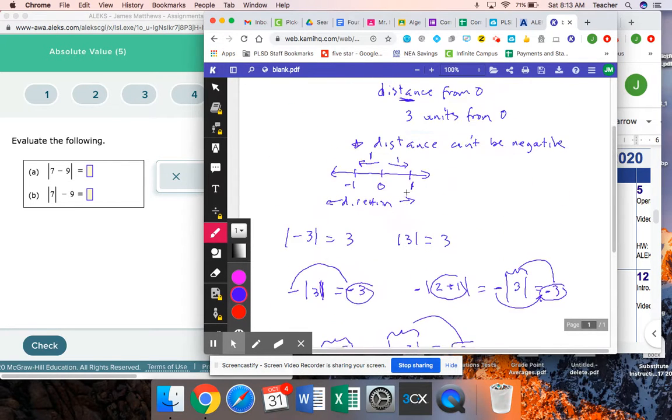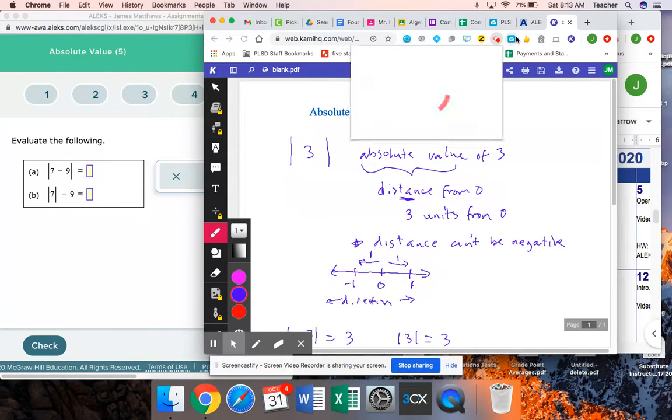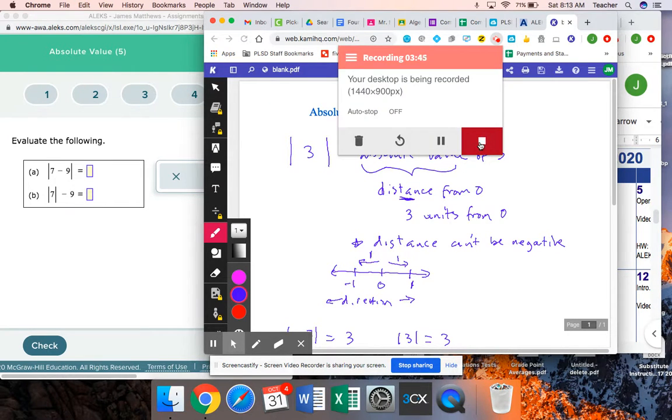All right. So that's about absolute value. Now that's a very quick overview of it, but that is basically the basic stuff you need to know. Now let's just apply it.